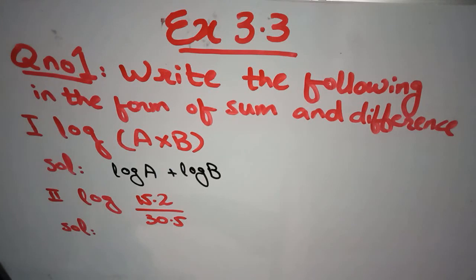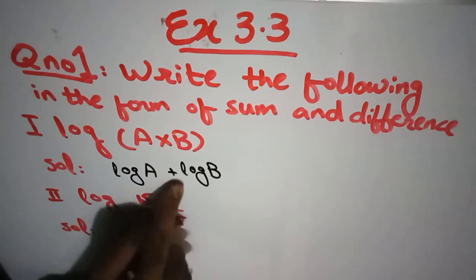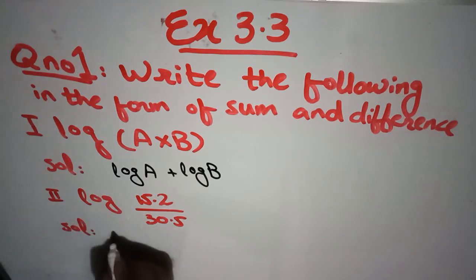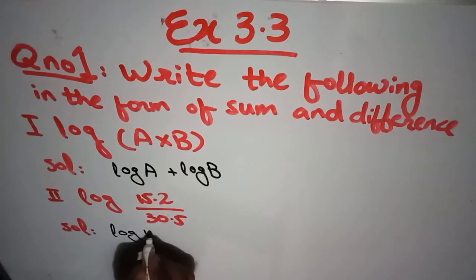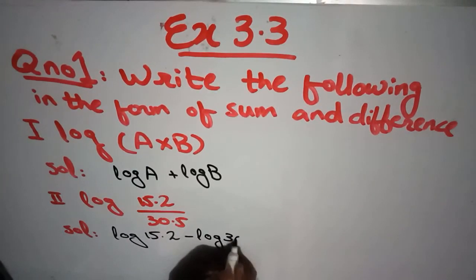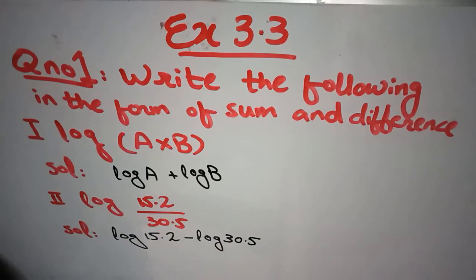Similarly for the next part, the second part is log 15.2 over 30.5. You will change the form of the log. There is a division sign between the 15.2 and 30.5. So the product will be changed into the sum and the division will be changed into the difference form. So simply you can write log 15.2 minus log 30.5.